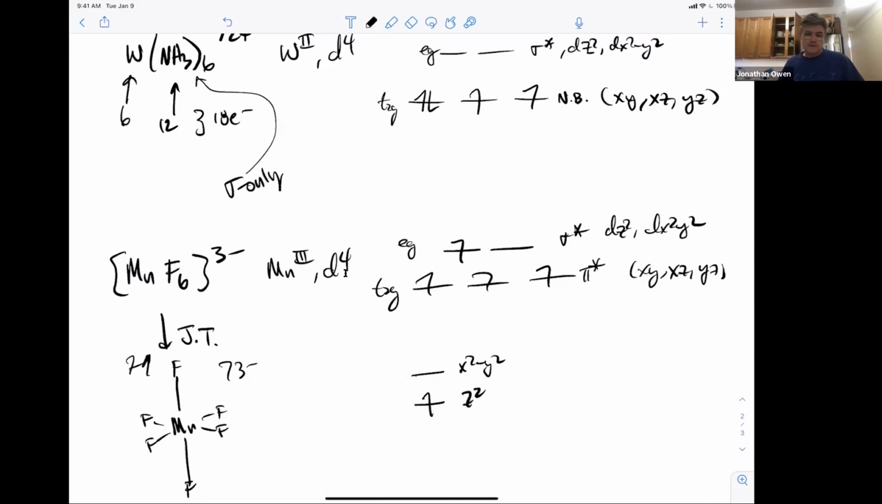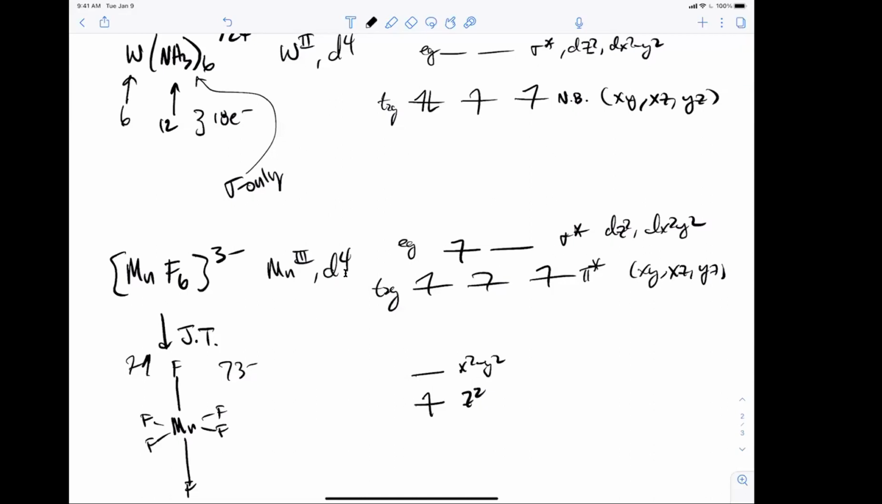Now, what about the rest of the d orbitals? This is very similar to the problem we just did with Margot. They won't be really affected as much. They're not really going to change. They will change in energy, because there are pi interactions, but those changes are going to be smaller because pi interactions are not as strong. The overlap is not as good.